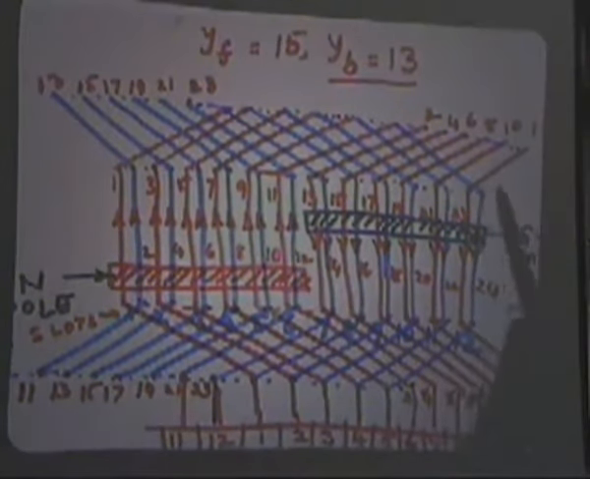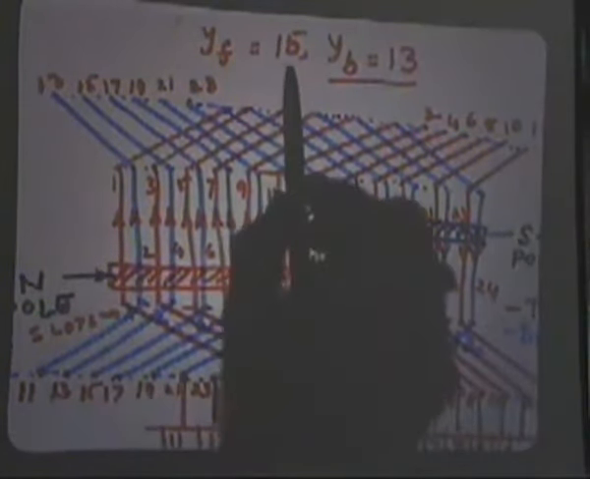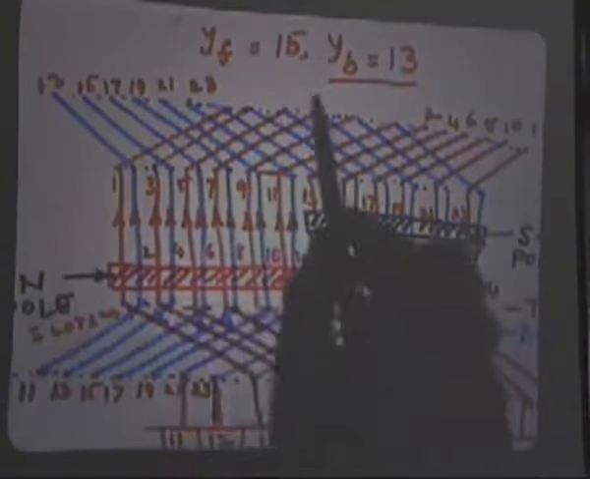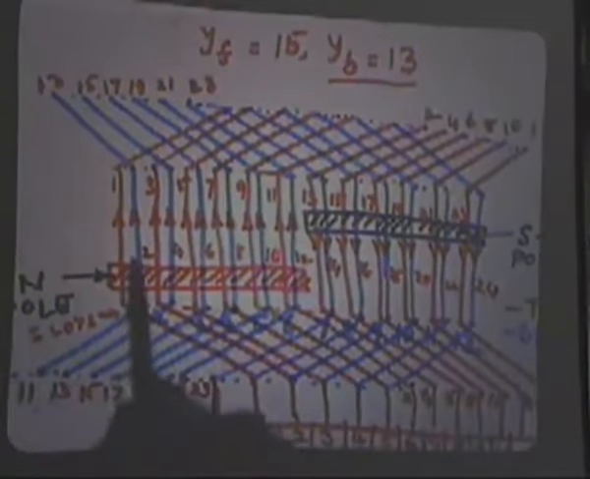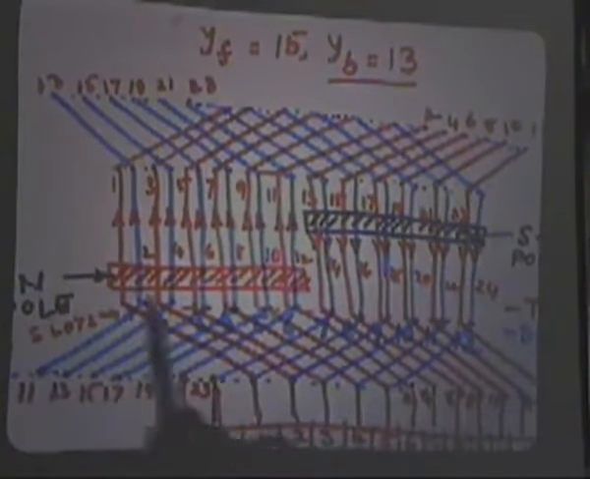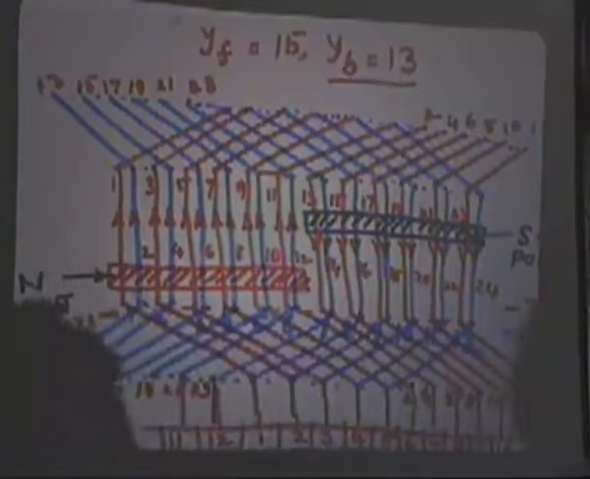So actually it is retrogressive because it is going back, because the front pitch is 15 and back pitch is 13, so it will be going like this. So subsequent coils will have a movement like this.